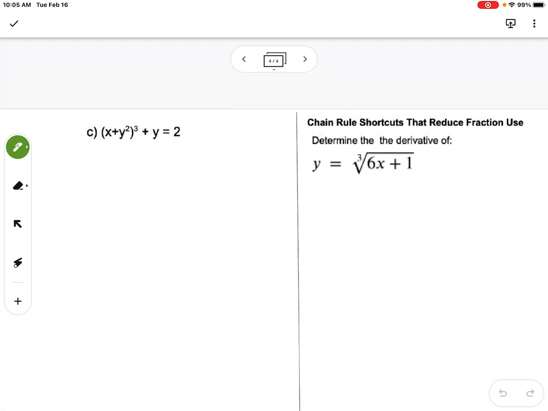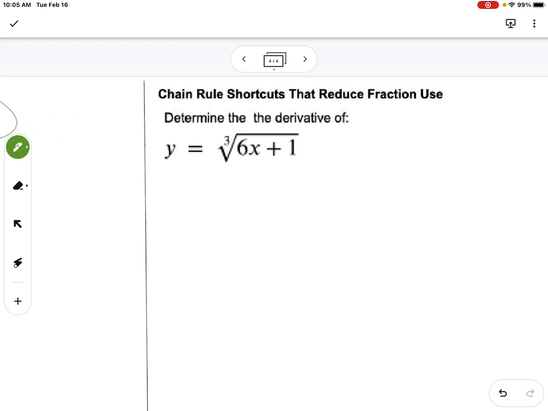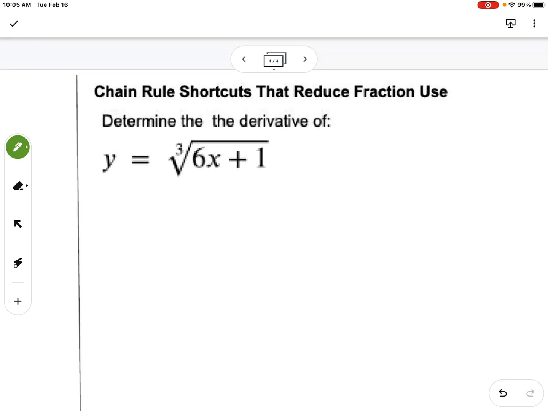Now this next C, I'm not going to do C because I think you're going to be able to do this now that you've seen the factoring. What I do want to show you is a little shortcut that really helps with doing derivatives. So we know when we get something like this, right, that we're going to end up with lots of fractions. So what's something we can do to both sides here to remove fractions? I can cube both sides. By fractions, I mean fractional exponents, because that's 6x plus 1 to the 1/3.